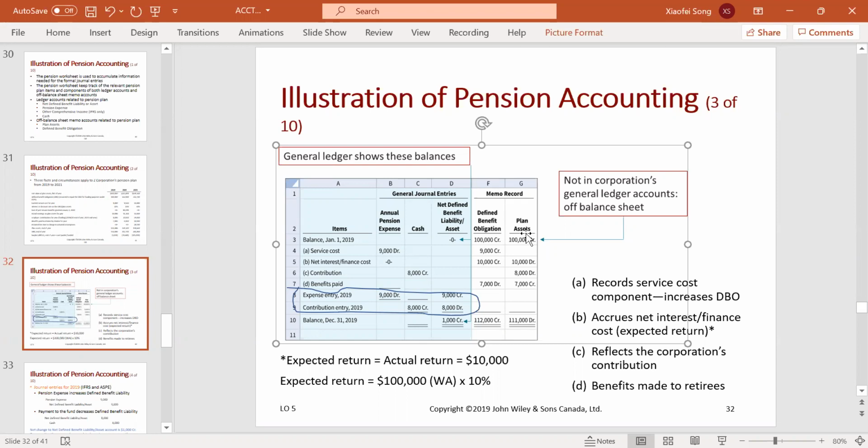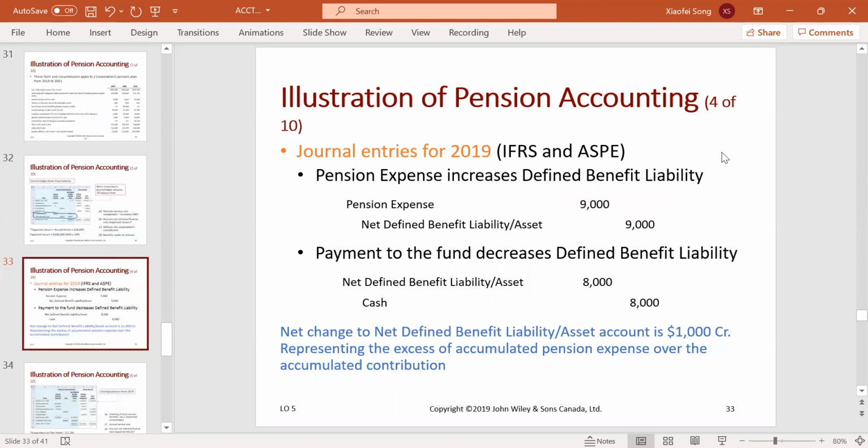Okay, so that's the first year. These are the journal entries we just talked about. You actually have to do a journal entry and it will be posted to the ledger. It will be reflected in your financial statements.